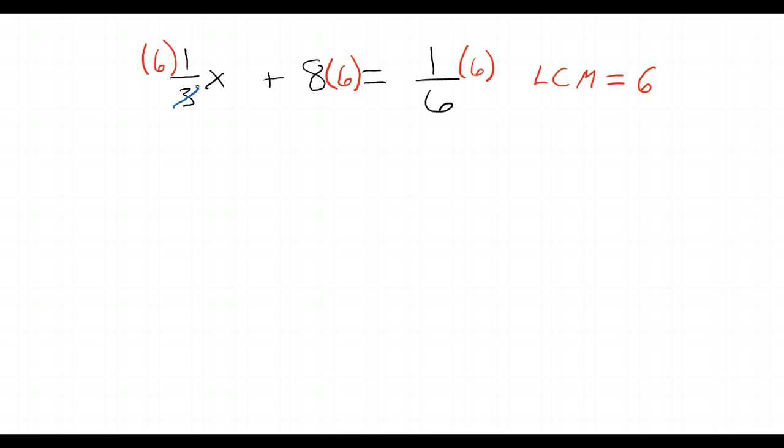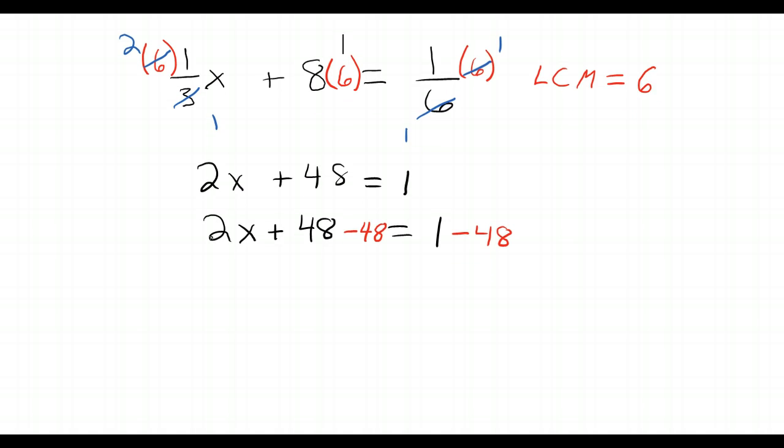Alright, then what happens is I can cancel, and over here 6 goes in here once and in here once, and I end up with 2x plus 48 equals just 1. That's a very simple equation to solve. You see that I need to subtract 48 on both sides. That leaves me with 2x equals a negative 47.